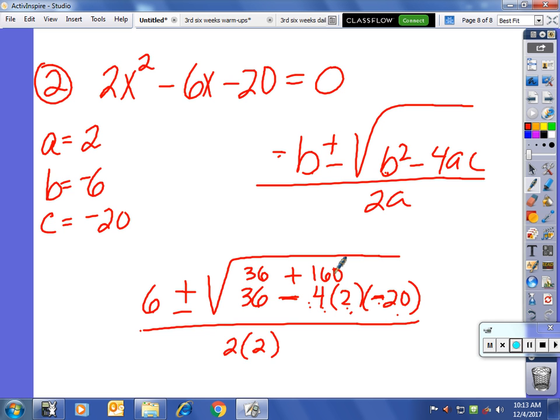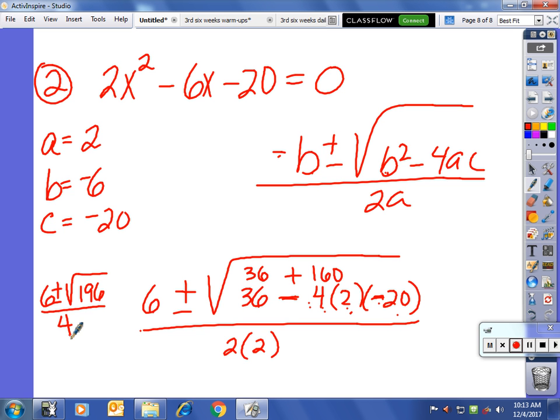Okay, so now I'm ready to rewrite this. I'm going to do 36 plus 160, which is 196. So now I have 6 plus or minus the square root of 196, all divided by 4. Now, 196 might not be one of the perfect squares that you're familiar with. I strongly suggest you make yourselves familiar with the first 15 perfect squares. A while back, we put a list in our notes. Does anybody remember what the square root of 196 is? It's 14.